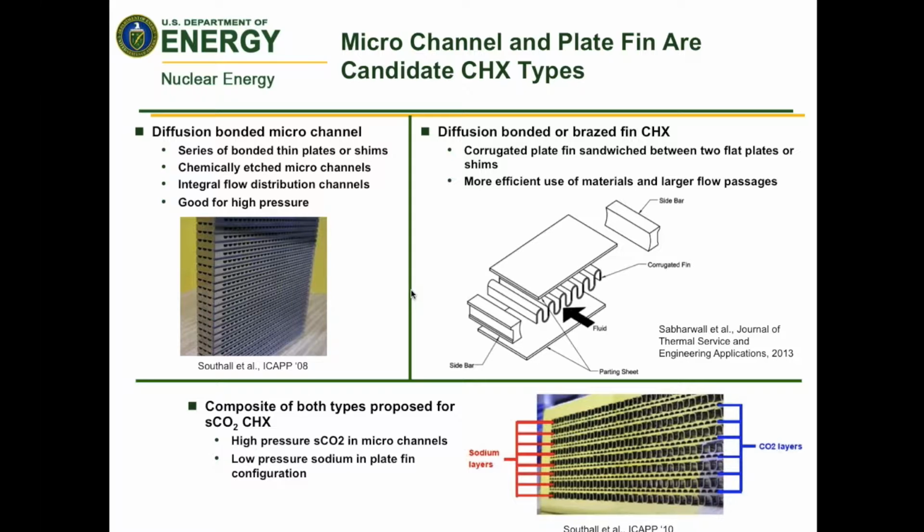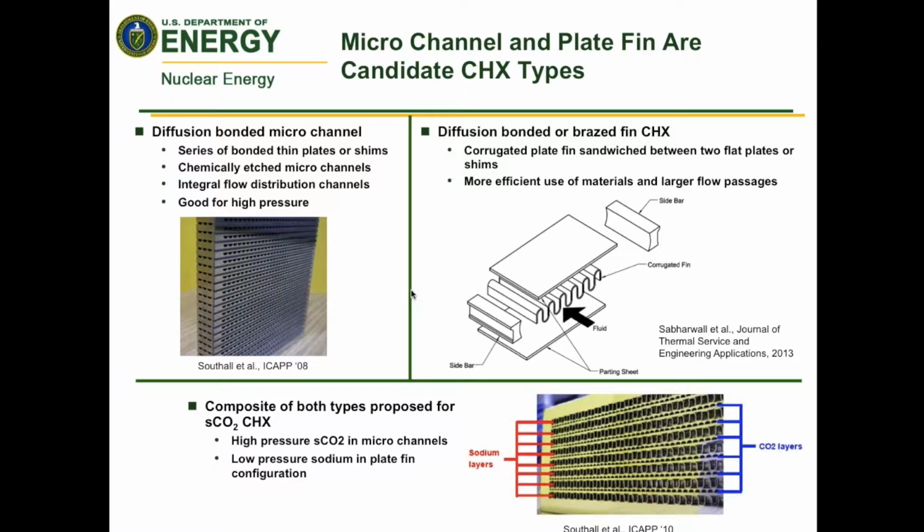ASME code does have rules for these for non-nuclear systems, and they make them in sizes up to those of tractor trailers for use in the petrochemical industry. But that doesn't mean that we have rules for nuclear issues. Another option are the diffusion bonded or brazed fin compact heat exchangers, in which a corrugated sheet of metal is placed between two shims and then either brazed or diffusion bonded together. Sort of like from the edge, it looks like a piece of corrugated cardboard, but obviously made of high temperature materials. Much more efficient use of materials and larger flow channels for lower flow resistance.